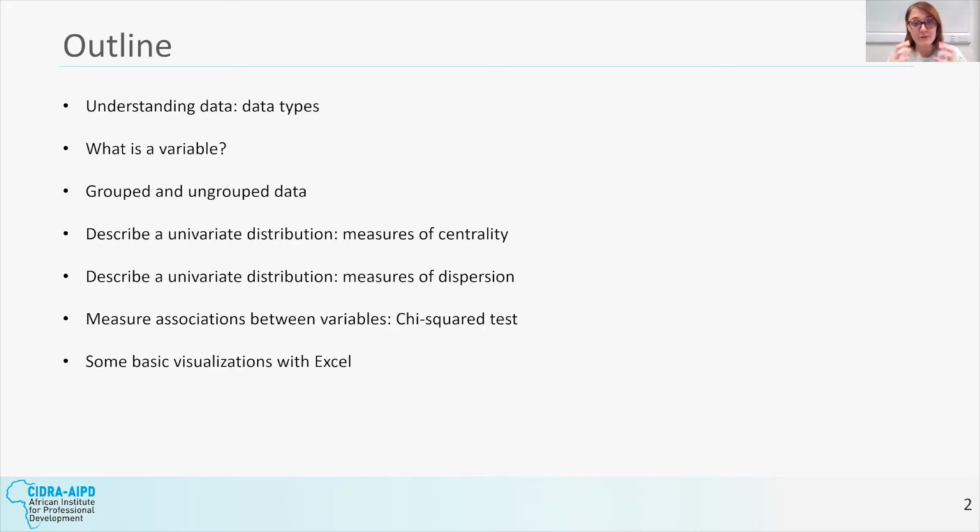In particular, we're going to understand what we intend by a univariate distribution. And in the third and fourth section, we're going to talk about measures that we can use to describe distributions, such as measure of centrality and measure of variability or dispersion. In the fourth section, we're going to talk about and just give some hints of what we intend by bivariate distribution and how we can measure associations between variables using the chi-squared test. Then we're going to wrap nicely what we have learned today and just create some basic visualization with Excel.